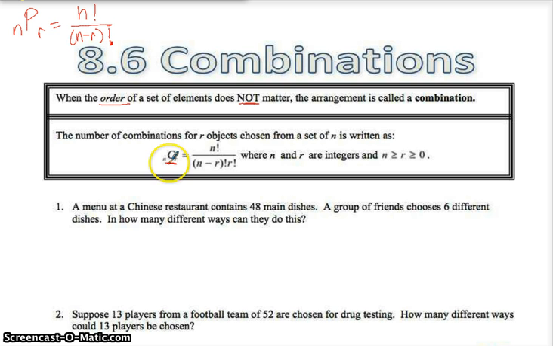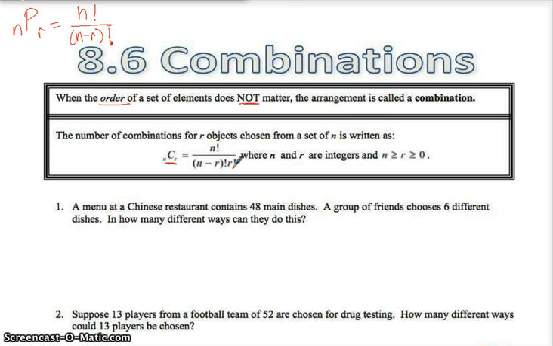Well, the combination formula has 2 things we're dividing by. It's n factorial, the total amount of elements in the group, where you're choosing r elements from it. So we do n factorial divided by n minus r factorial divided by r factorial. We do this extra r factorial, which is why our number's smaller, because we're doing an extra division.